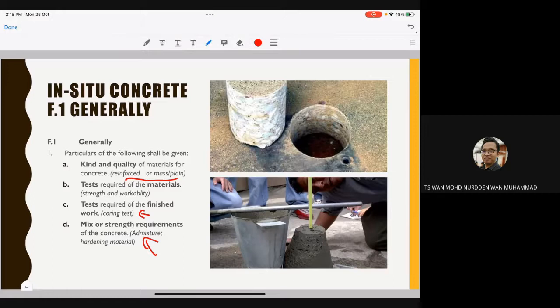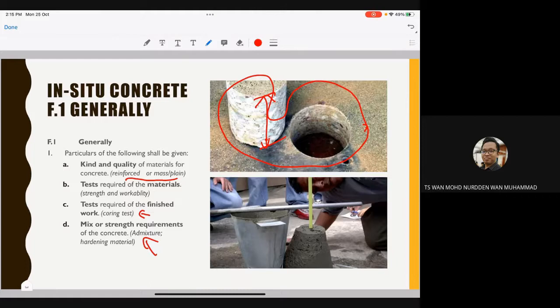B, tests required of the materials. Strength and workability, in terms of its strength. Test required for finish work, for example coring test. The purpose of the coring test is to check whether it is correct or not according to the specification stated for that concrete.